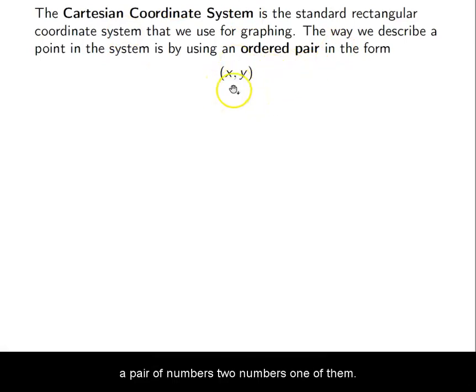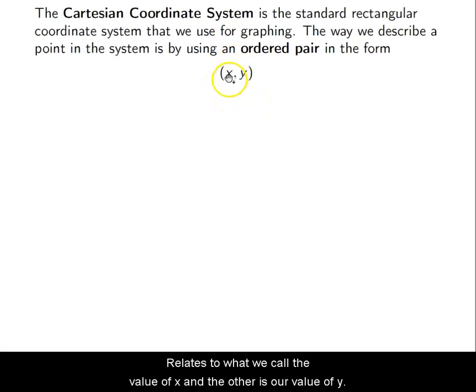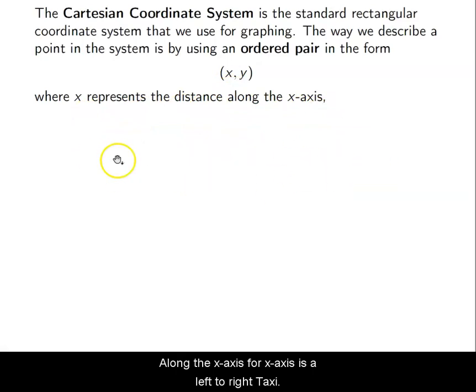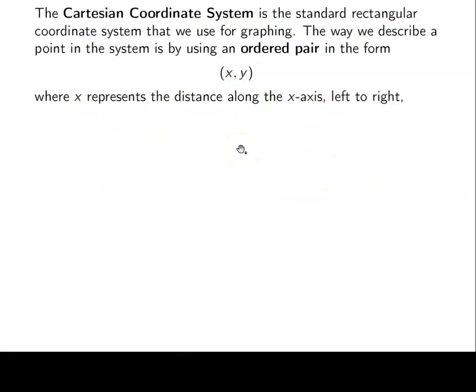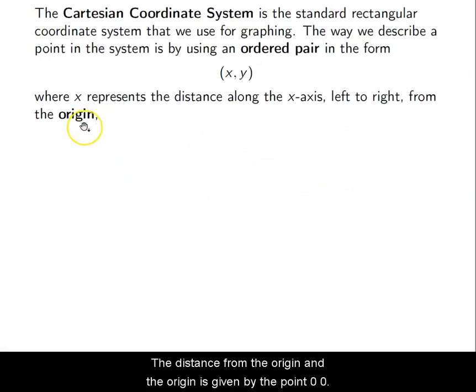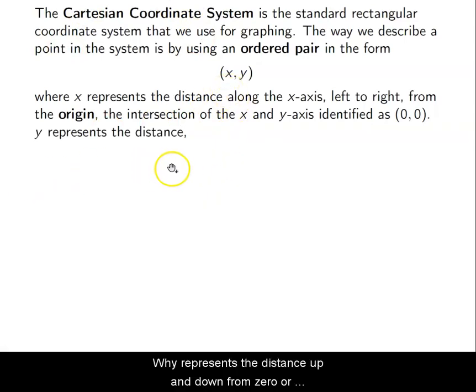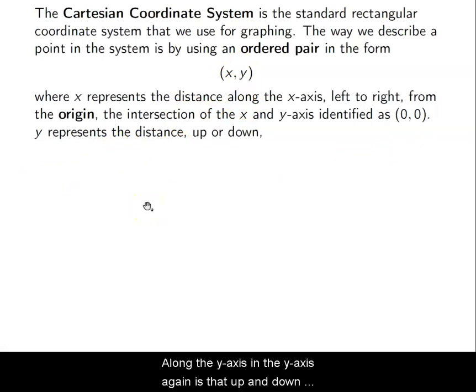One of them relates to what we call the value of x, and the other is our value of y. x is the value away from 0 along the x-axis. The x-axis is a left to right axis, so it's the distance from the origin. The origin is given by the point 0, 0 in an xy Cartesian coordinate system. y represents the distance up and down from 0, or from the origin, along the y-axis. And the y-axis, again, is that up and down axis.